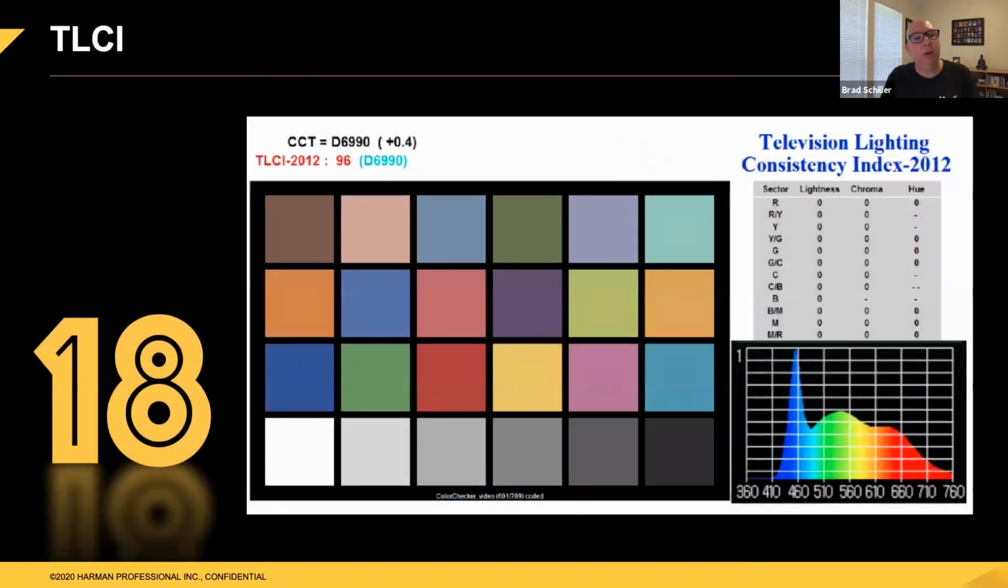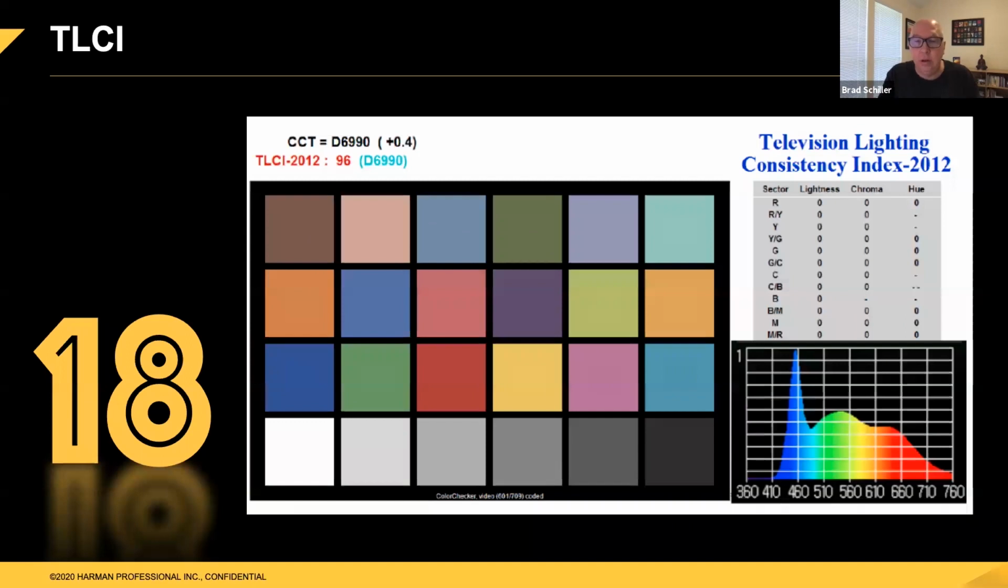The last score I want to talk about is TLCI. Now, when we talked about CRI, which I think is awful, and TM30, those have to do with color rendering for the human eye. So if you're doing a concert, a theater, a play, a corporate event, you've got people in the seats, hopefully, they're watching the show. It's their eyes that are important for those color rendering metrics.